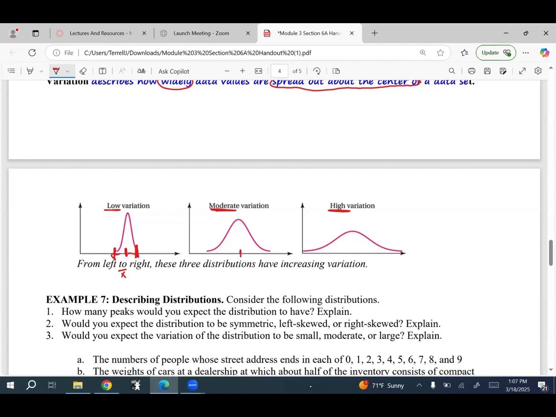Whereas here's our center once again. And it ranges from here to here. It's a little bit more spread out, the data, but not too high, so we would call it moderate, not too far. And then here is our center. And you see here, there's quite a bit of distance from the center. So we would call this high variation. There's a big spread.